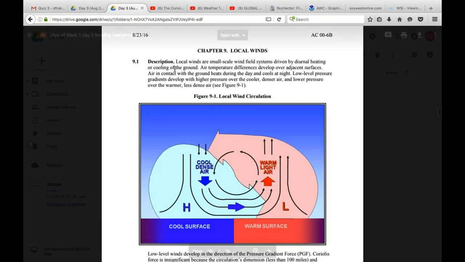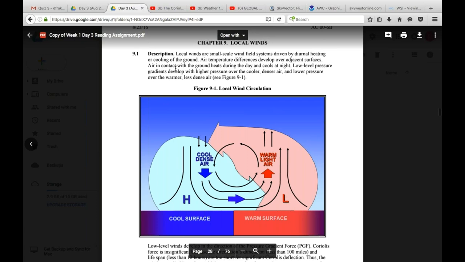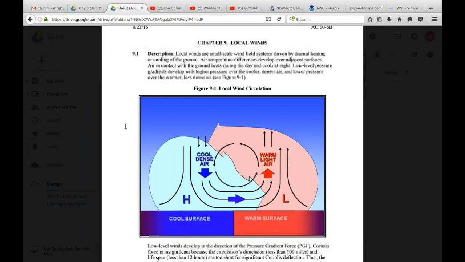So we'll go right into talking about local winds here. Local winds are small-scale wind fields, systems driven by diurnal heating or cooling of the ground. Air temperature differences develop over adjacent surfaces. Low-level pressure gradients develop with high pressure over the cool, denser air, and low pressure over the warmer, less dense air.